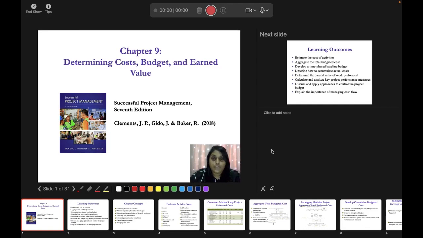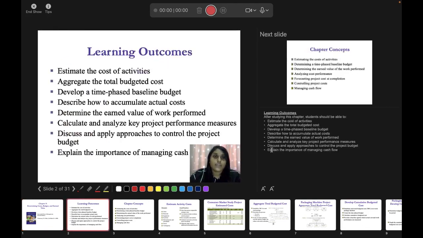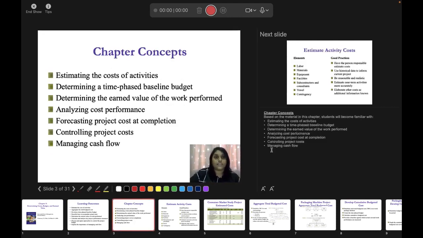So for our class today, the learning outcome is going to be to estimate the cost of activities, aggregate the total budgeted cost, develop a time-phased baseline budget, describe how to accumulate actual costs, determine the earned value of work performed, calculate and analyze key project performance measures, discuss and apply approaches to control the project budget, explain the importance of managing cash flow. Okay, so this is your learning outcome, and this will imply in your chapter concepts as well.